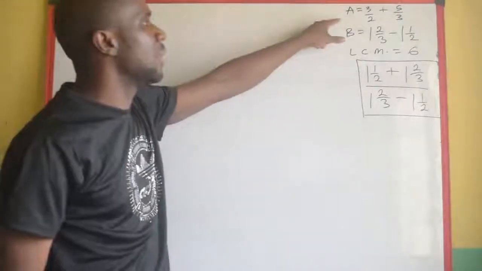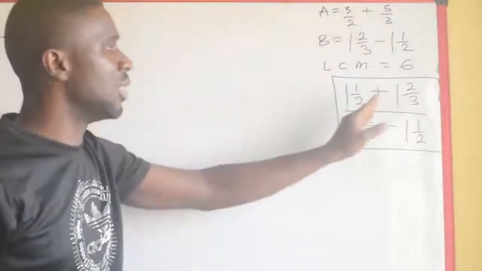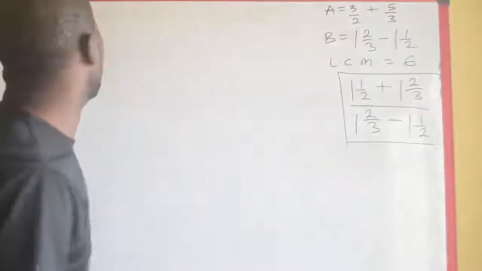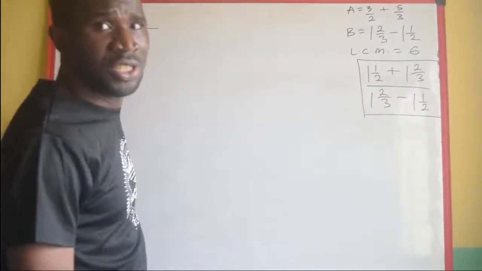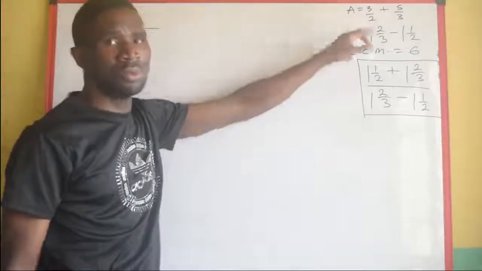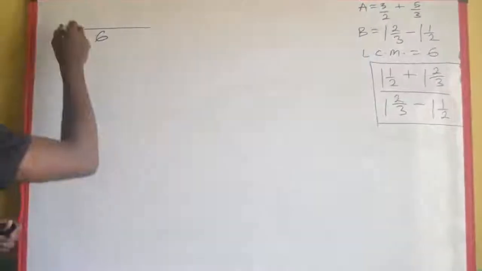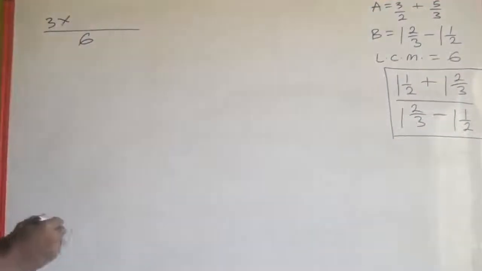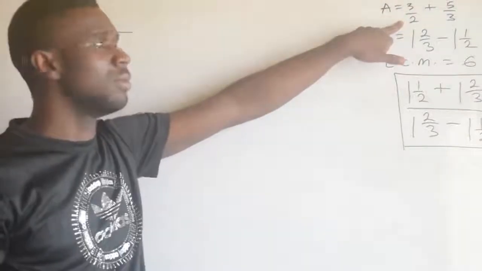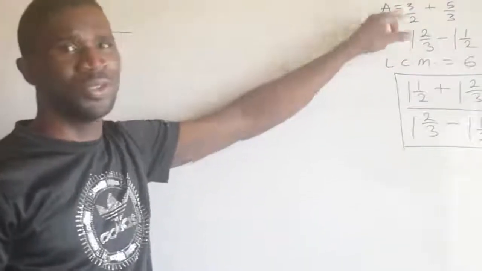Look at A. A is 3 over 2 plus this. It has been converted from here to here. So this LCM, which is 6, 6 divided by these 2 will give you 3. We said 3 multiplied by whatever this 2 is carrying. This 2 is carrying 3, so 3 times 3.